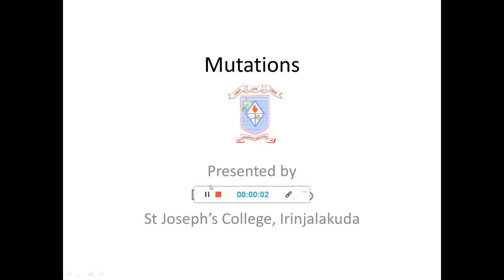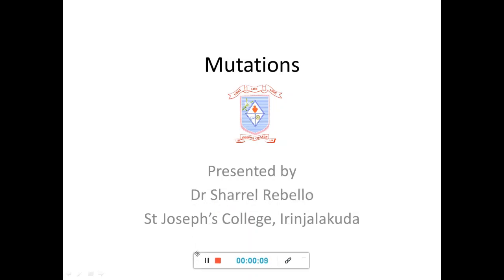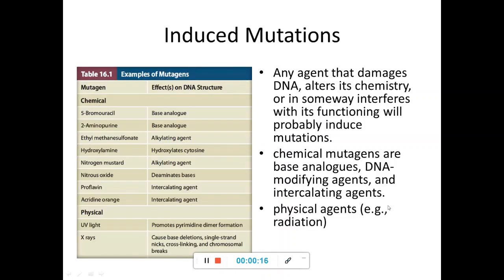Hi students, we had previously spoken about mutations and now we are going to talk about mutations in detail, especially the induced mutations. So let's go into it. Induced mutations are those mutations which are caused by certain added substances. That is, they do not occur naturally, but are caused by the presence of certain external agents in the DNA. Usually, mutagens are the name of the substance which causes a mutation.